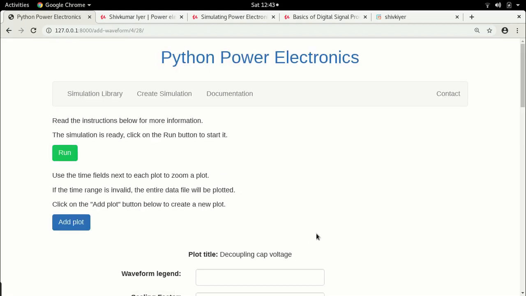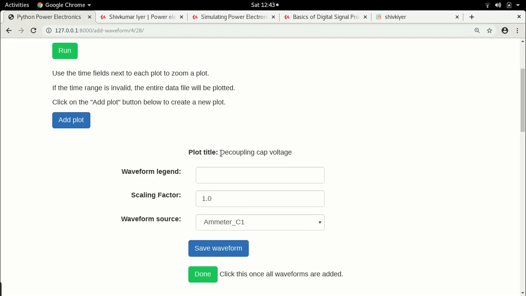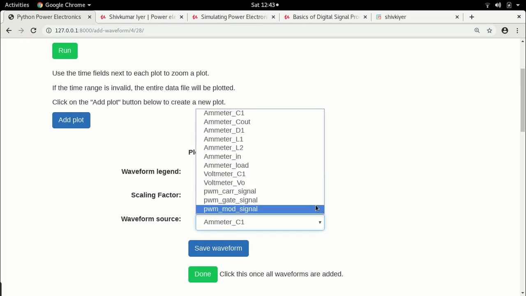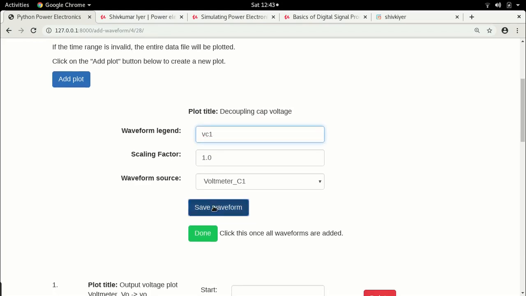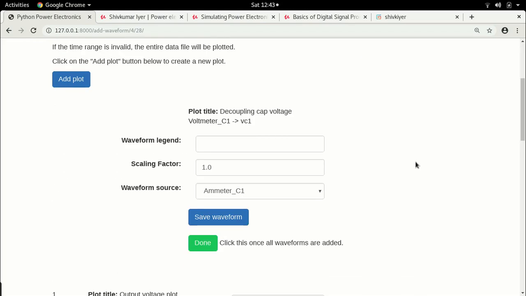These plots, you can name them whatever you want. Remember that finally the plot will be saved as a PNG file with the same name as your plot, removing all the spaces. So avoid using special characters, commas, dots, anything else, because they will all show up in the name of the file otherwise. So we just have to plot voltmeter C1. Let's call this PC1. Save the waveform and let's click on done.